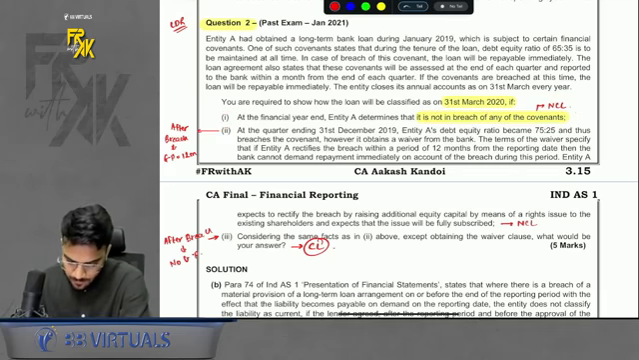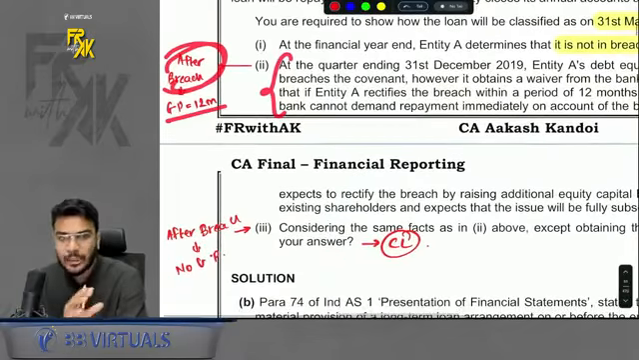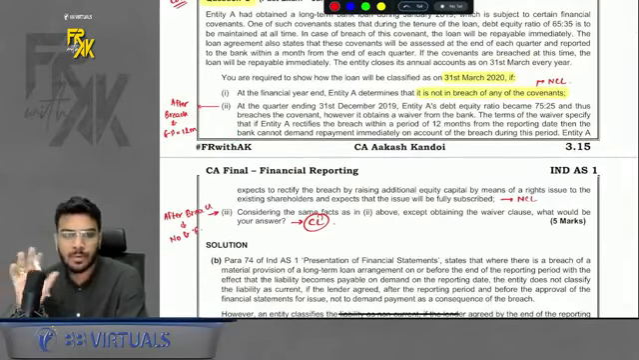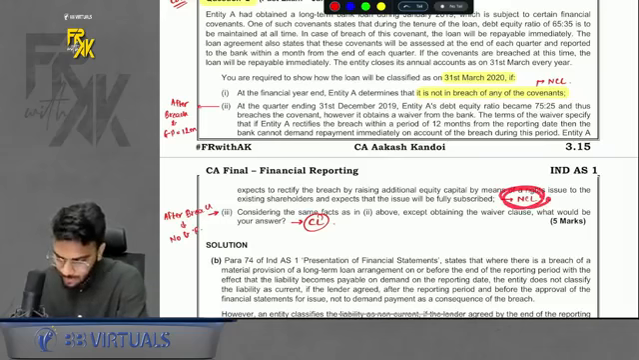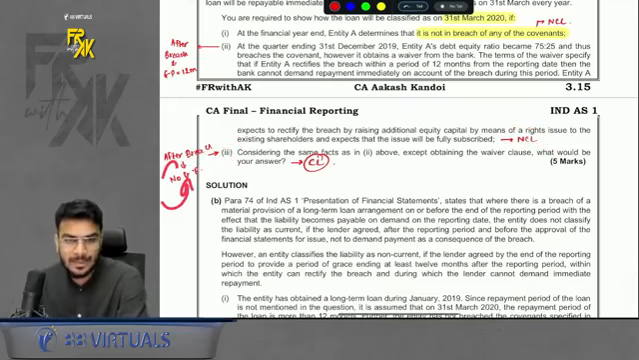Second case, we breached, but the grace period is of exact 12 months. When you get a grace period of exact 12 months, treat it like more than 12 months. The loan will be non-current. Case 3, we breached, but we did not take any grace period. So the loan will be current.